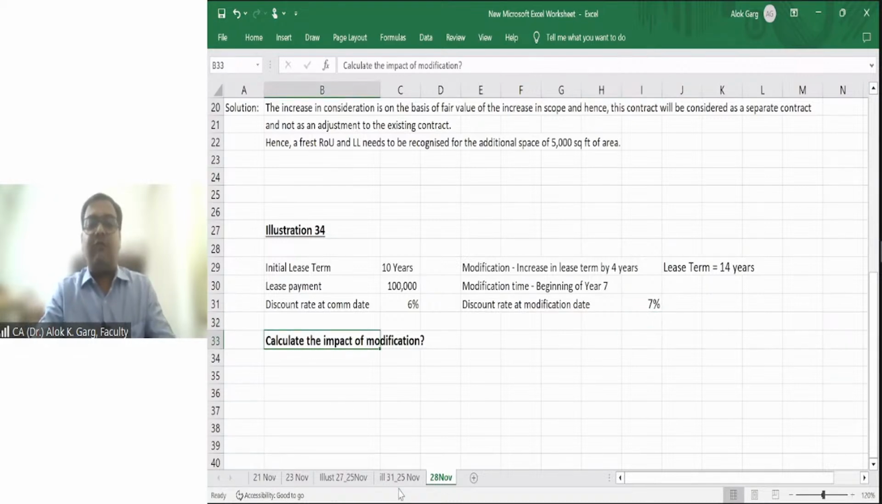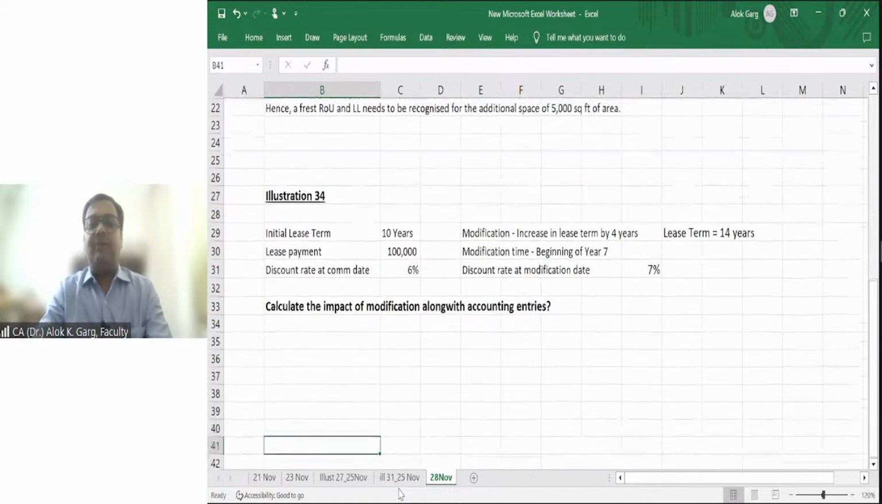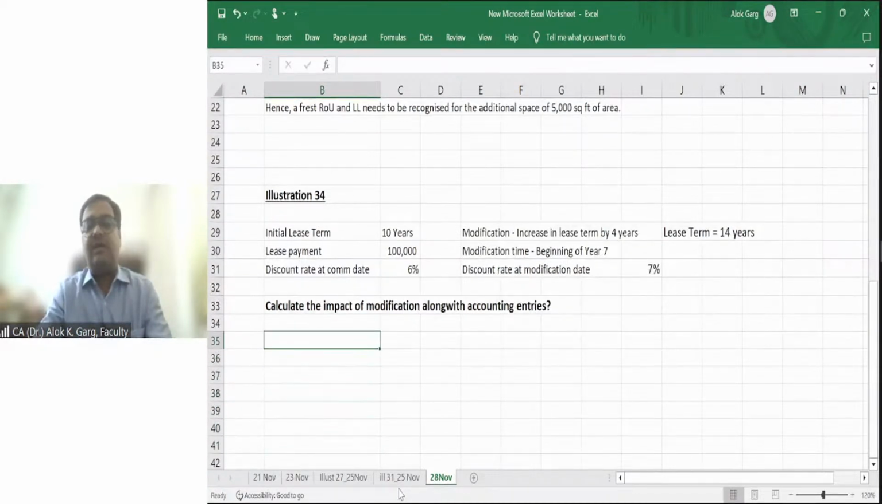Calculate the impact of this modification along with accounting entries. Now I need to solve this question, right? And you need to just see how this question has to be solved.